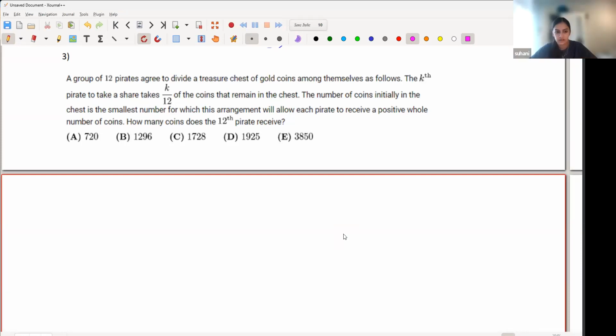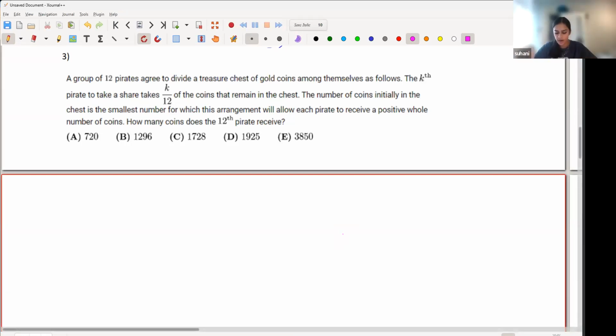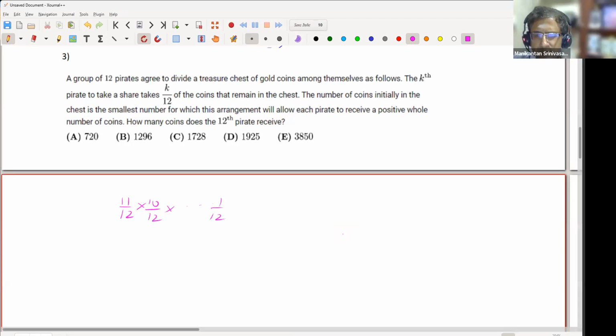So basically I thought because the K number of pirates would take the treasure, it would be 11 over 12 and then times 10 over 12 and then all the way till times 1 over 12. And then that times X, which is the total. And then the final bit I got to X times 11 factorial over 12 to the power of 11. But I wasn't sure how to simplify that.